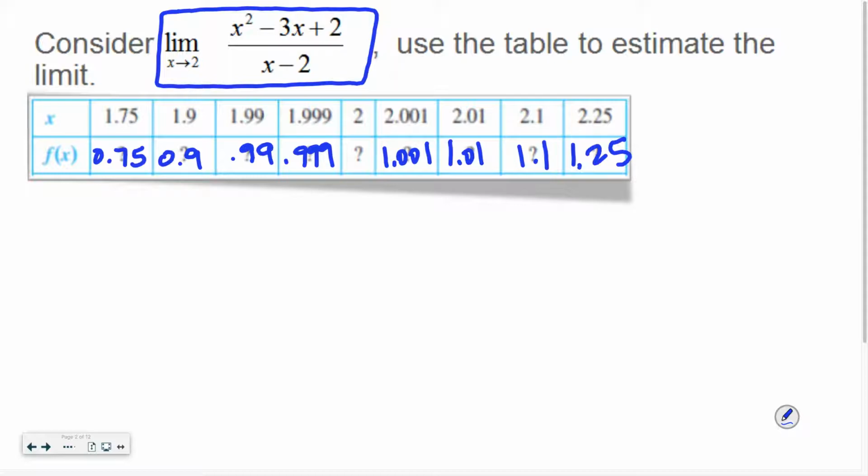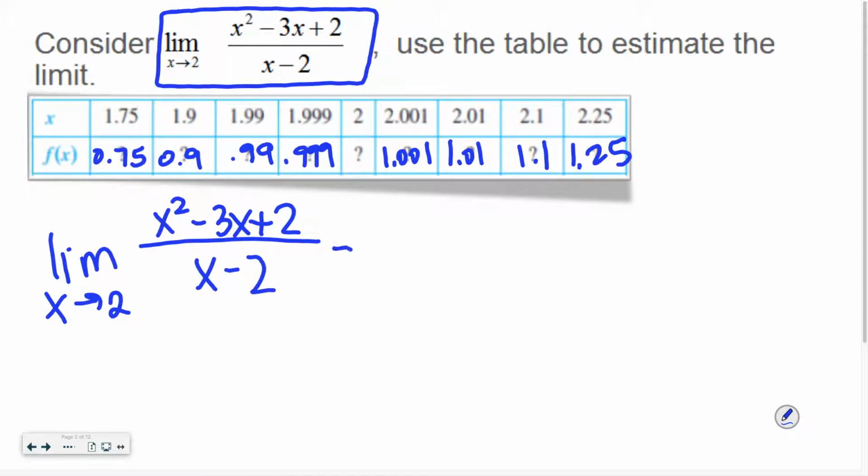Okay. So as our x values from both sides get closer and closer to 2, the limit as x approaches 2, what is happening to our y values? They are getting closer to 1. So we can say that the limit as x approaches 2 of x squared minus 3x plus 2 all over x minus 2 equals 1.